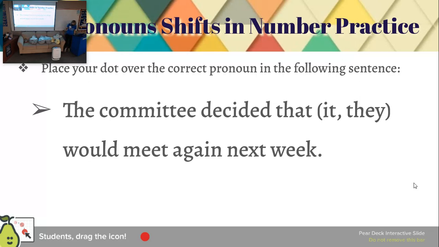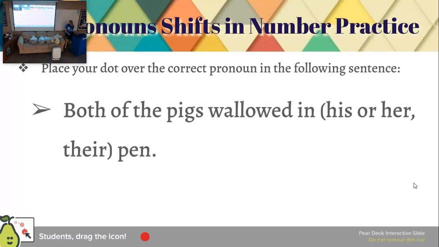I want everybody to shout it out. What is our singular pronoun? Go! It! Should have chosen "it." Do you see how we work through this process? You just have to take it step by step. Ask yourself, what is the pronoun referring to? Is it singular or is it plural? Then you choose the pronoun that matches. Okay, let's try again. Try this one.